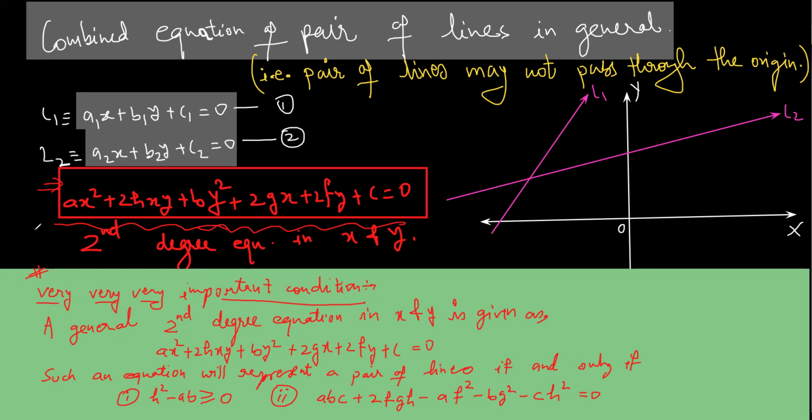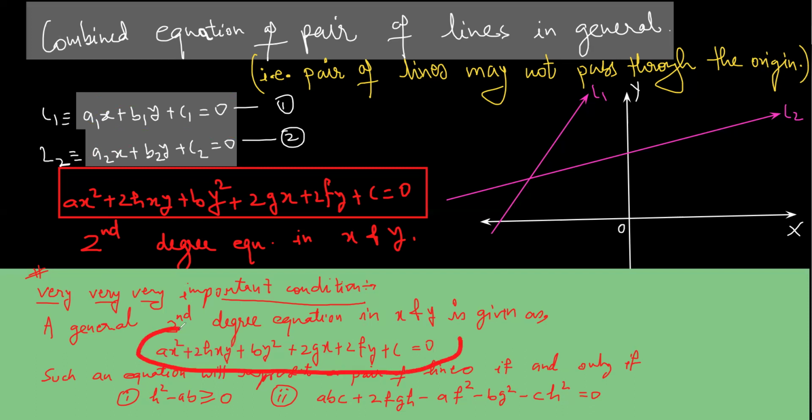But now here there is a catch. If you have two lines not passing through origin, then the combined equation will definitely be like this, a second degree equation in x and y. But remember, my dear students, if you are given some combined equation, which is a second degree equation in x and y, try to understand. Then you cannot just say that it will represent two lines. No, that is not always true. That you have to understand.